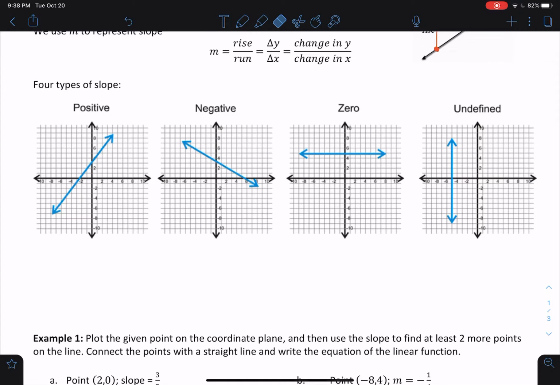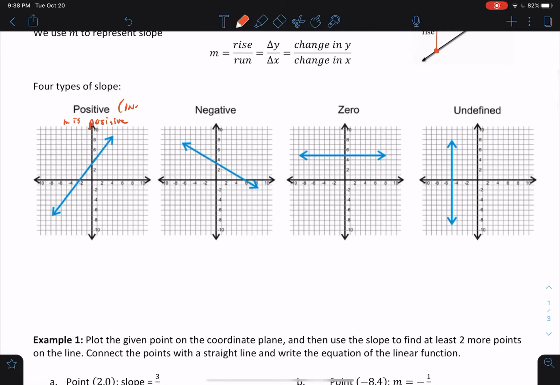A positive slope, so that would be m is positive. This would be an increasing function. If I'm on this line, I'm going up this line. It's increasing, so my m value is going to be positive. I could have a negative slope, so m is negative. And this would be a decreasing function. I'm walking on this line and I'm going down.